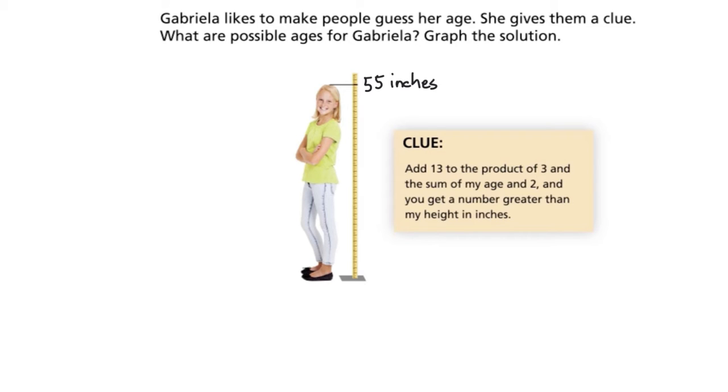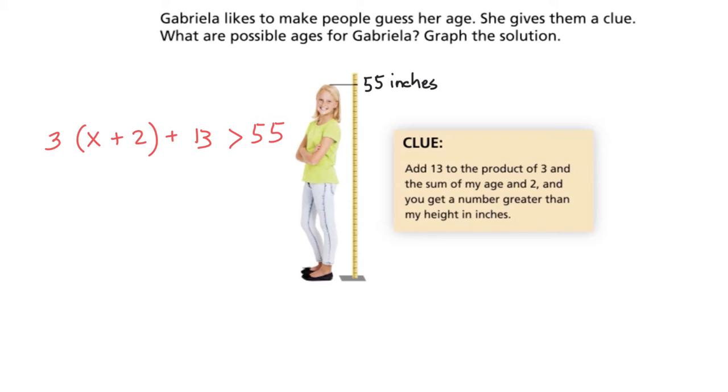X represents Gabriella's age, and I'm told from the problem that when I add 2 to her age and then multiply it by 3, and then I add 13, that will be greater than her height of 55 inches.